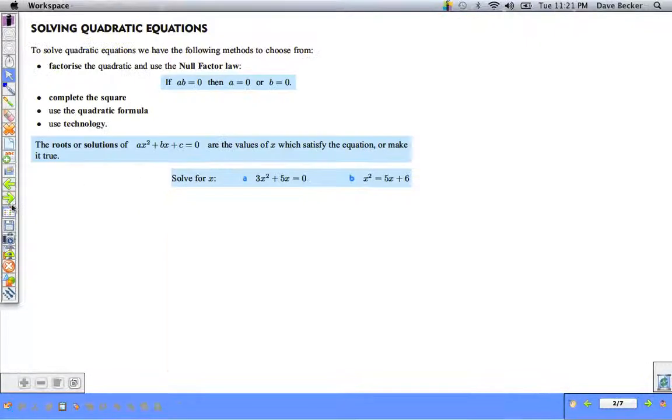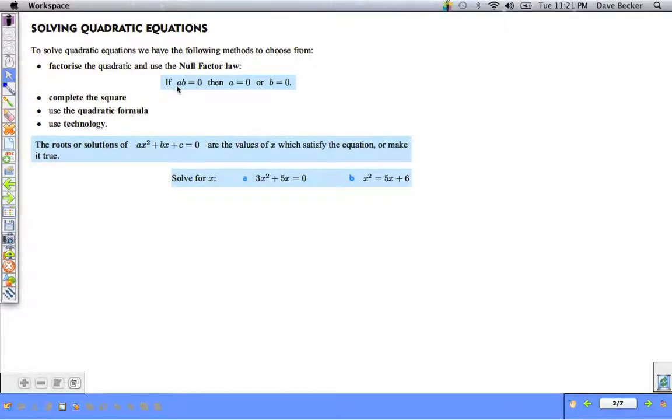Okay. So we got to solve these puppies. We can solve quadratics by factorizing, by completing the square, using the quadratic formula, or using technology. We're going to show you all of those.